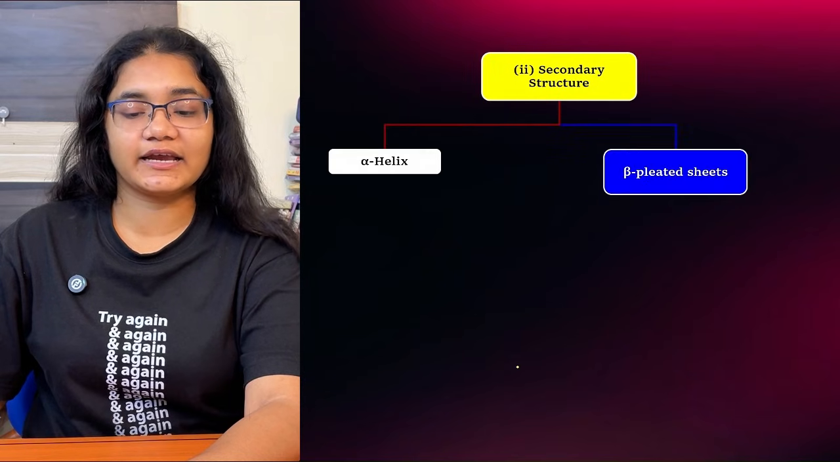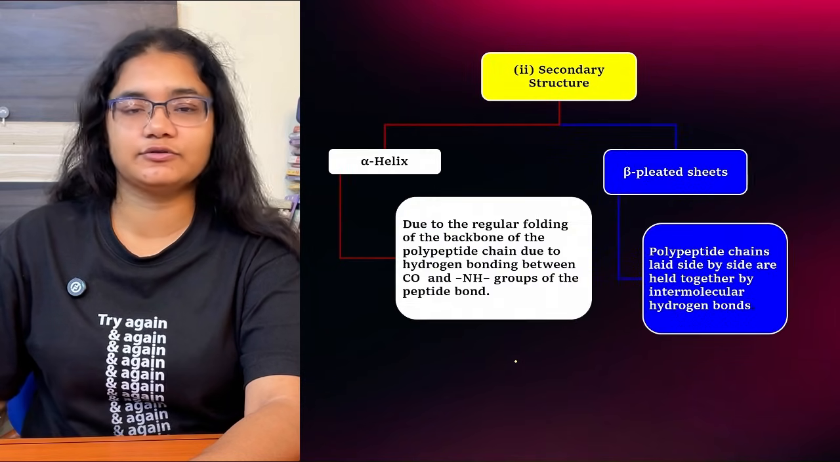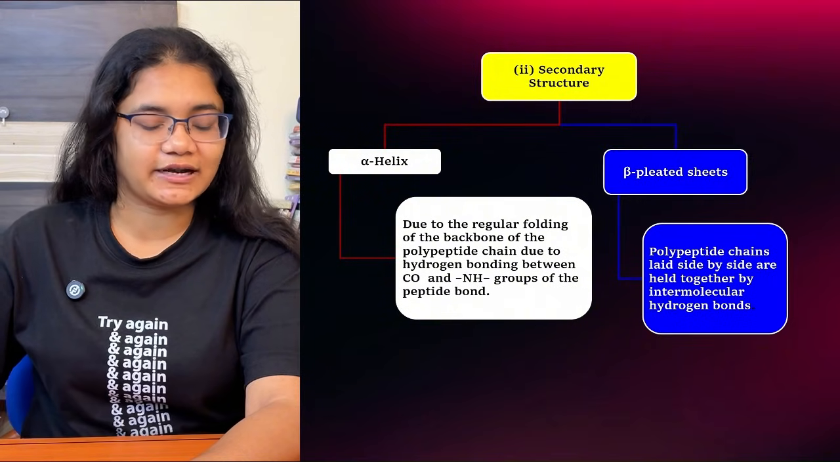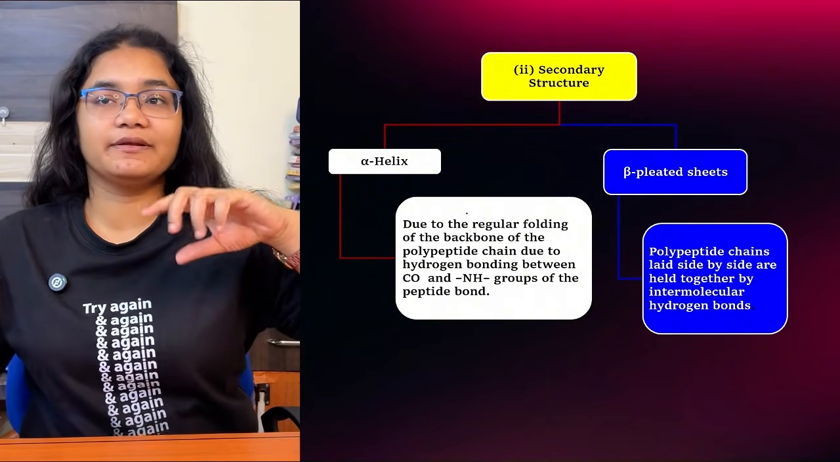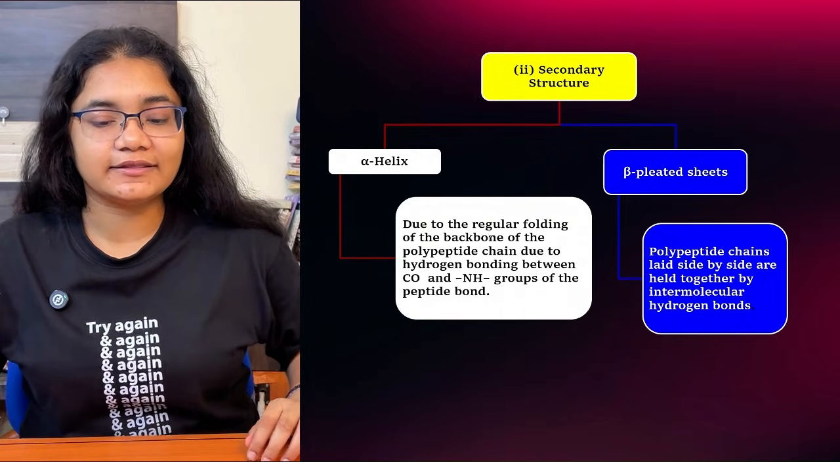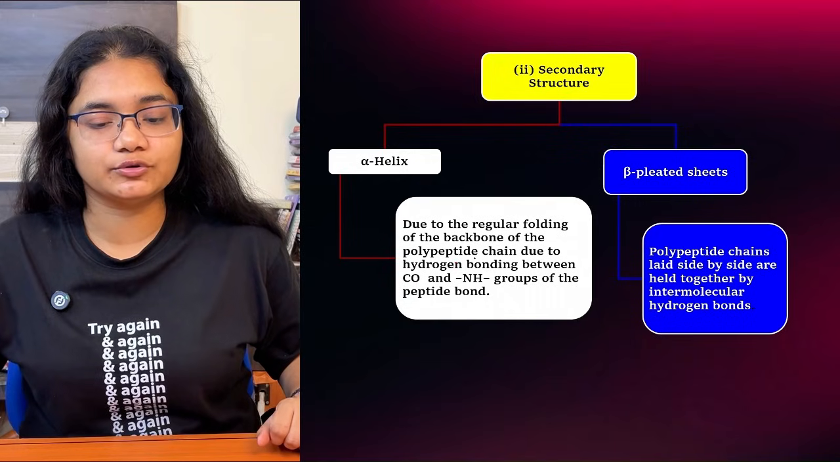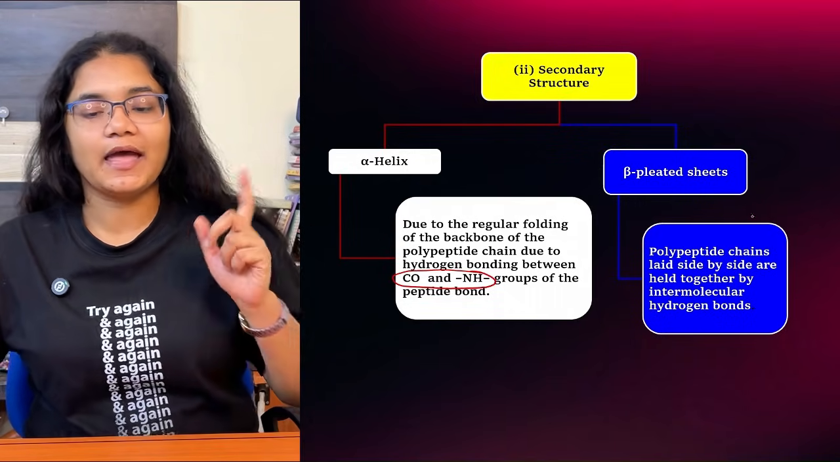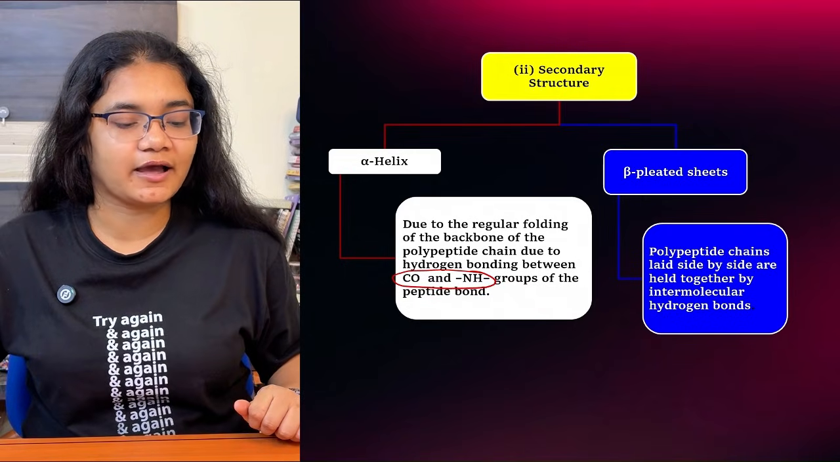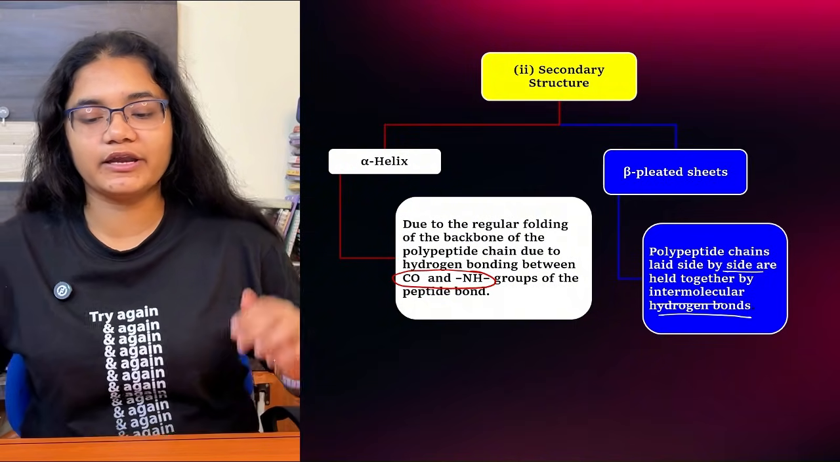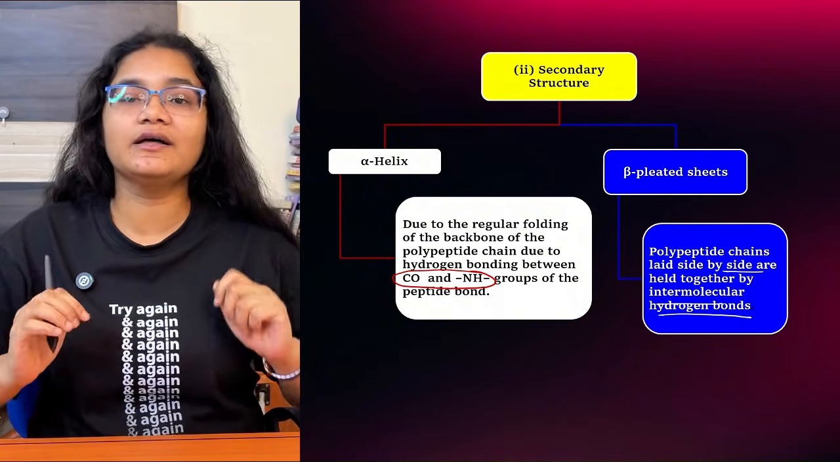So next is the secondary structure. From here a question can be asked, the alpha helix and beta pleated sheet structure. Alpha means when the polypeptide chains undergo helical coil, we get alpha helix, and this alpha helix is stabilized due to the hydrogen bonding between the CO and NH groups. Okay, and in beta pleated sheets what happens? They are also stabilized because of the intermolecular hydrogen bonding between the side chains.